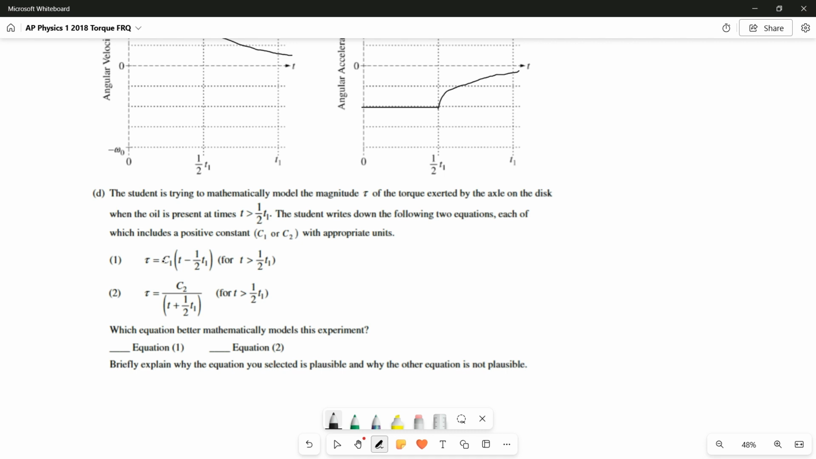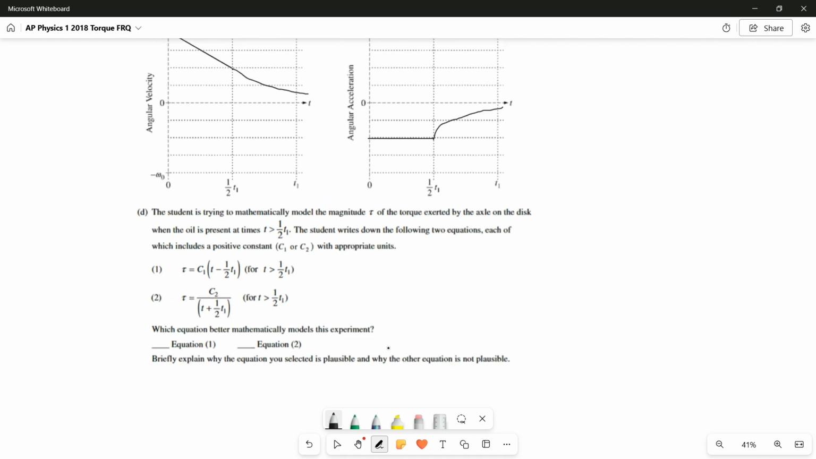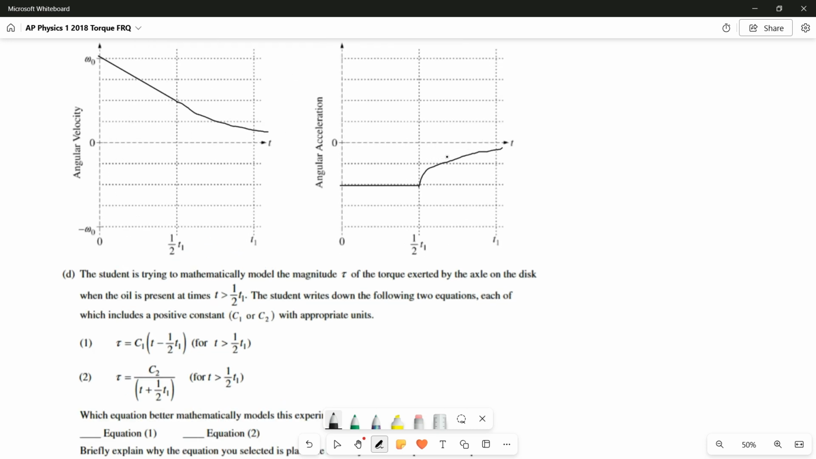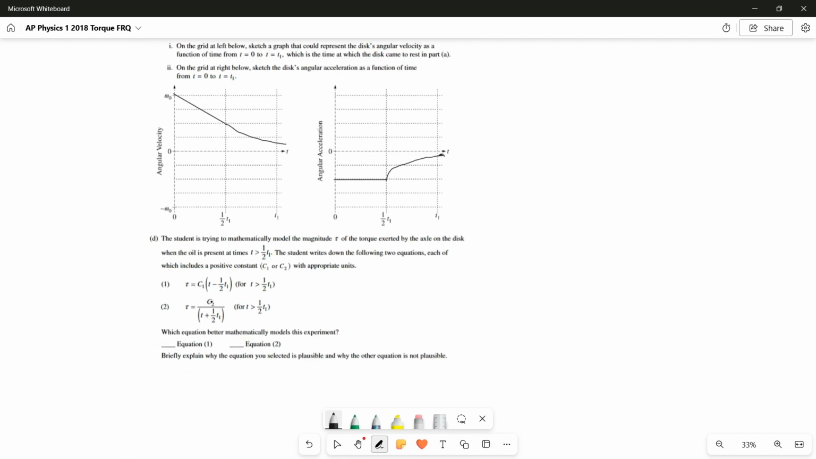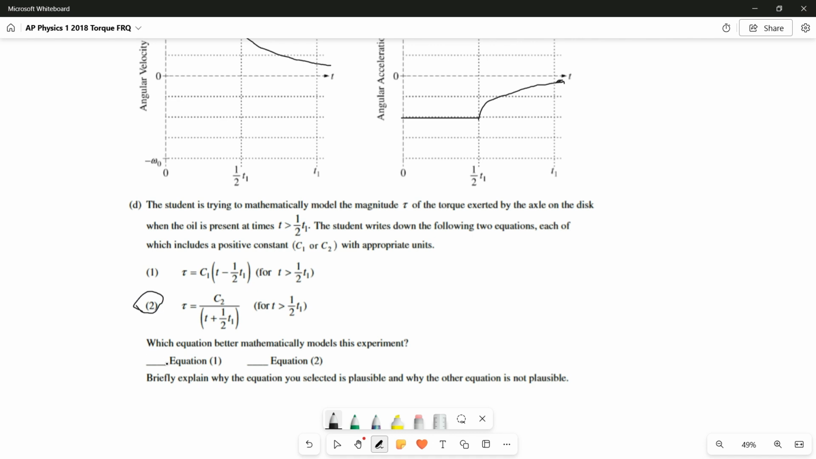For equation 2, as t approaches infinity, the denominator will become very large, and c2 is simply a constant, which is much less than infinity, so this tau will actually approach 0. And that makes sense, because as given by our model here, our angular acceleration is going to approach 0. And even if it was a linear decrease, it would be approaching 0 and stop at 0. So really model 2 makes sense here. So we will go with equation 2.